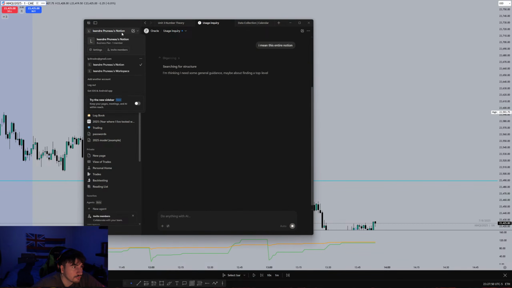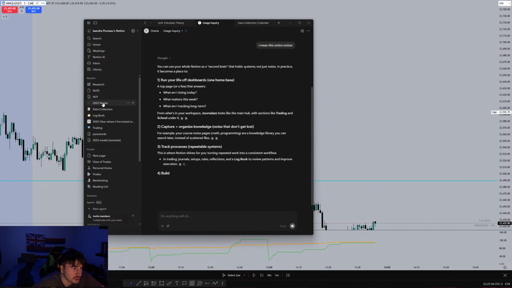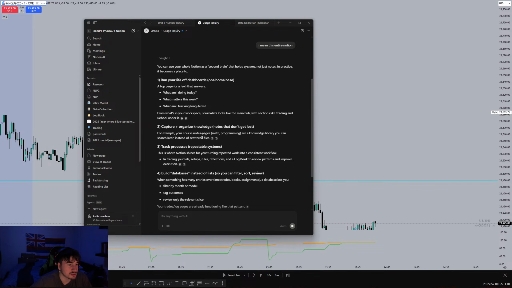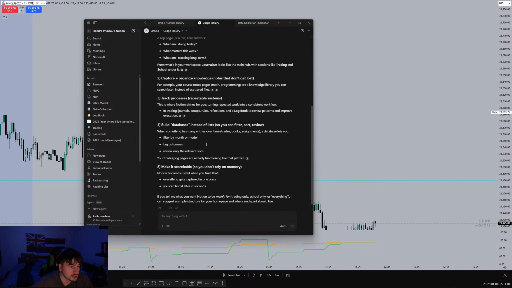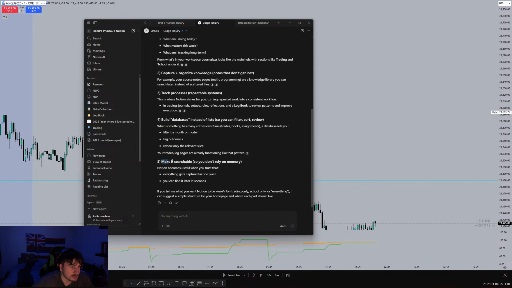You can create an account for free, but you're not going to have access to the AI, and you only have 1,000 kind of things that you can add. It's like 1,000 text boxes or 1,000 pages. Run your life off dashboards, capture and organize knowledge, track progress, build databases instead of lists, make it searchable so you don't rely on memory.